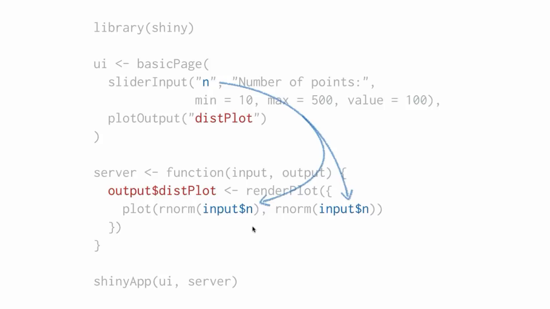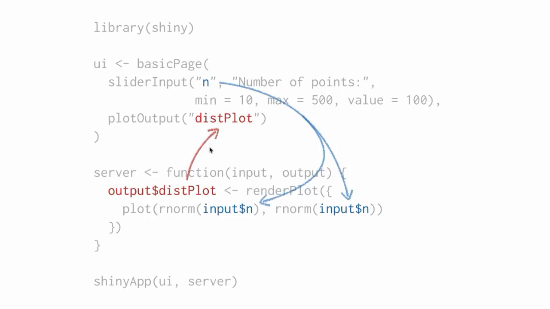Within the server side code, you're almost writing regular R code. In the UI, Shiny has a bunch of constructs for generating these web pages. These three functions, basicPage, sliderInput, and plotOutput, generate HTML, and that HTML gets sent to the client.